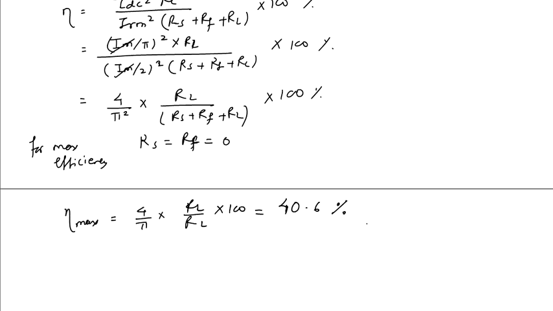Means nearly 60% of the power is consumed by the circuit, only 40% is delivered at the output, and this too is an extreme case. The actual efficiency is less than 40.